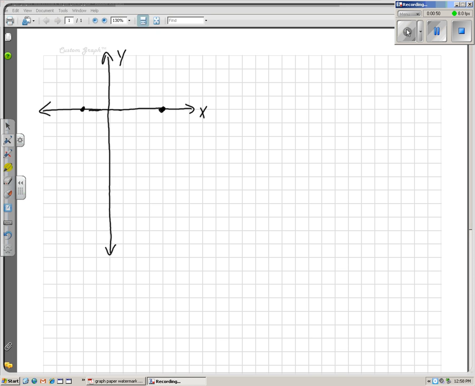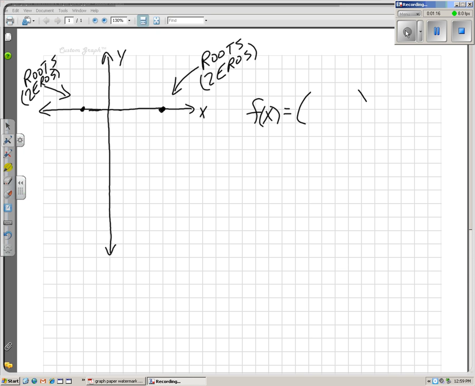Okay, before we can find the vertex, we need to use these. They're called roots or zeros to write the function. Now remember, back in junior high, you guys just called these x-intercepts. Now they're called roots or zeros. Alright, so how do I write a function if I know what the zeros are? Well, one way is just to go x minus the root times x minus the root. That's a nice easy way to do it.